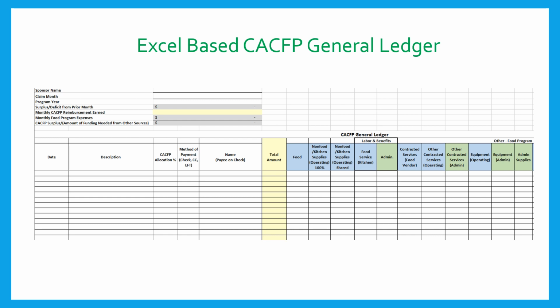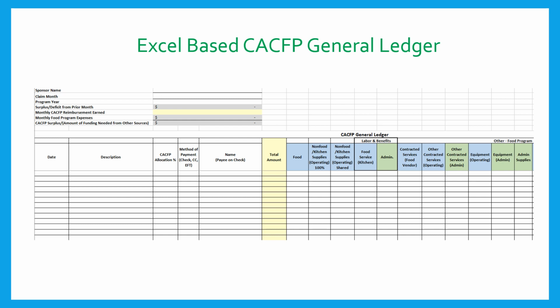Please note that any CACFP surplus can only be used for allowable CACFP costs. Also, a CACFP deficit must be covered by another source of funds, such as the general fund. And you would look at this at the end of the fiscal year. So you can carry a deficit throughout the fiscal year, but if at the end of the fiscal year you are at a deficit, that is when it would need to be covered by another source of funds.